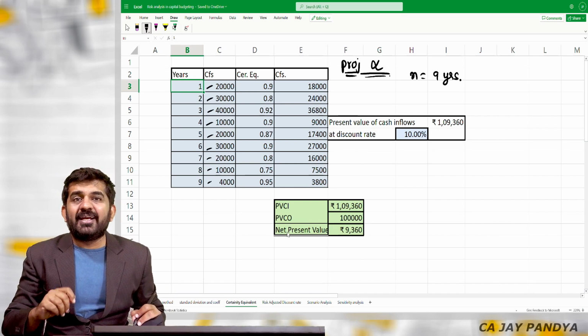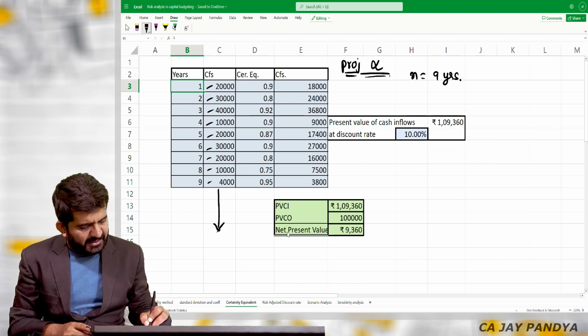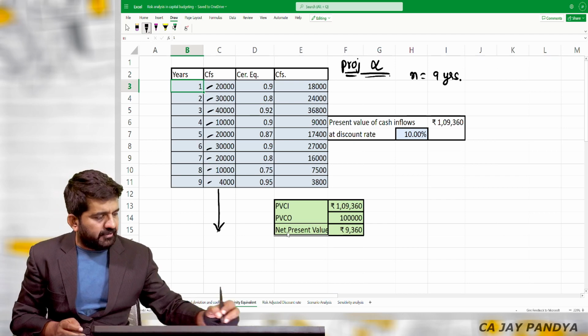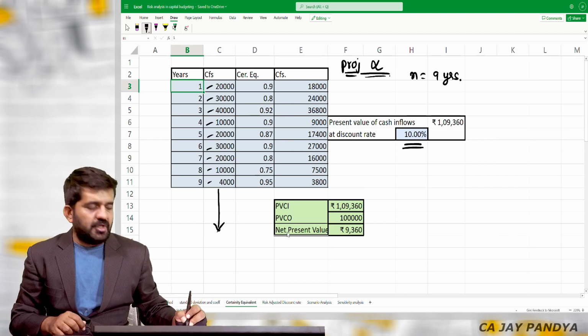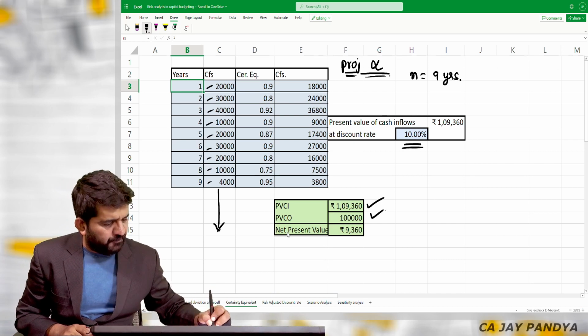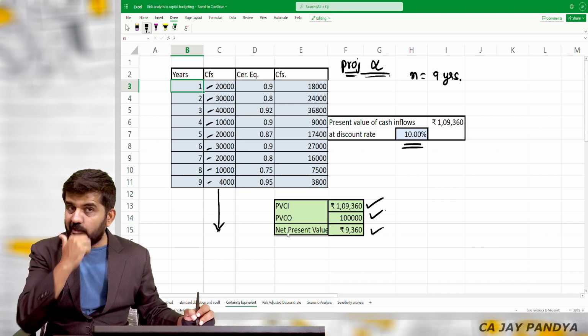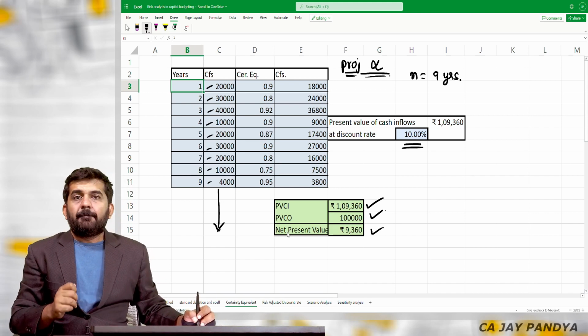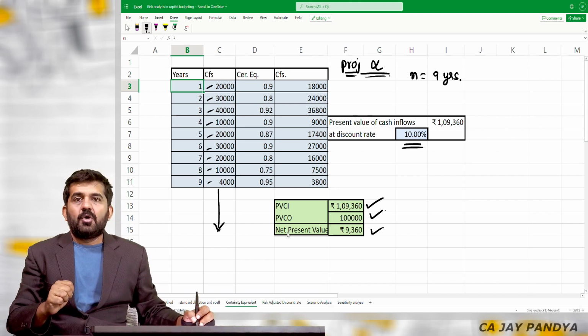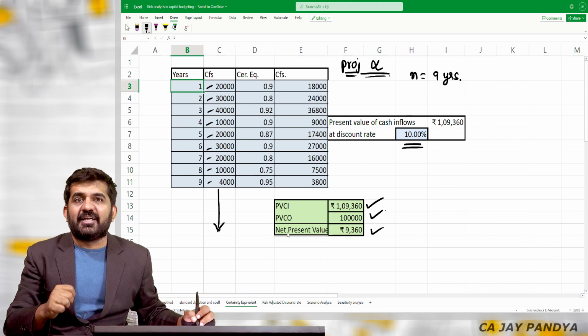What we do in NPV, we find out the present value of this cash flow at our discount rate. We do present value of cash inflow minus present value of cash outflow. We get the answer of NPV and we take the decision. Please understand what is done in certainty equivalent.